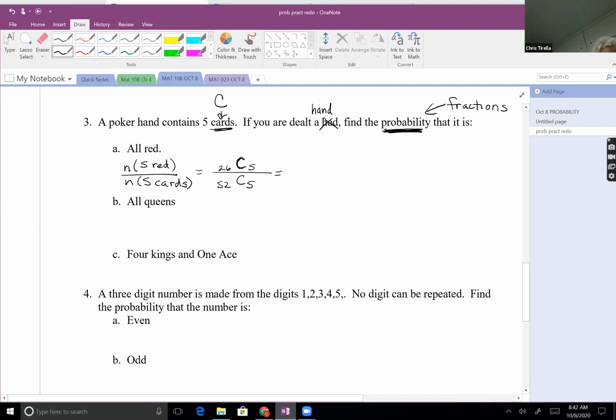In the numerator, when I take 26 combination 5, I get 65780. In the denominator, when I take 52 combination 5, I get 2598960. And so there we go. That one all right?